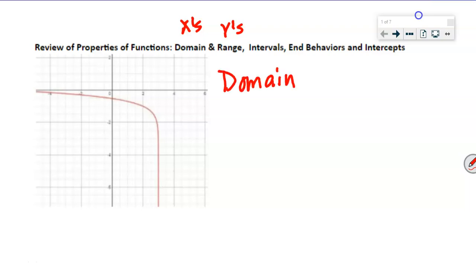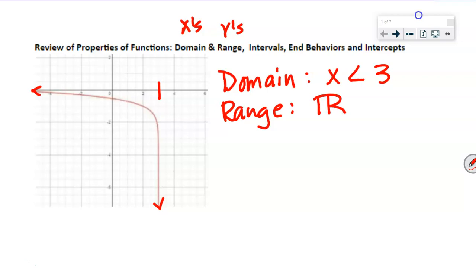Notice that all our x's go to the left of where x equals 3. So our domain is going to be x is less than 3. Excuse me. And then ranges are y's. So our range is going to be all the values of y. And if you notice, this graph continues to go up over here and it continues to go down over there. So this is going to be all real numbers. And that's the symbol for all real numbers.